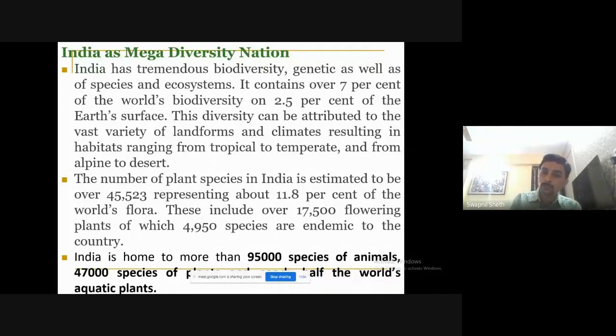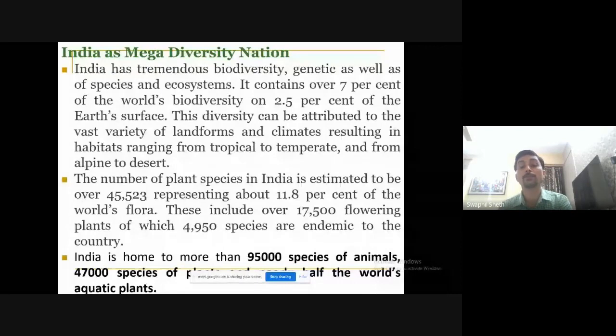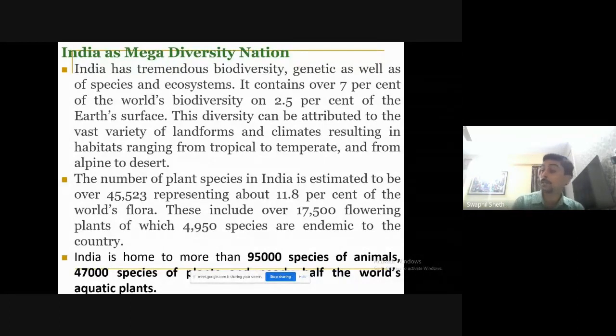With this condition, India is estimated to have over 45,523 plant species, representing about 11.8% of the world's flora. This includes over 17,500 flowering plants, of which 4,950 species are endemic to the country, and 95,000 species of animals and 47,000 species of plants that we are right now understanding.